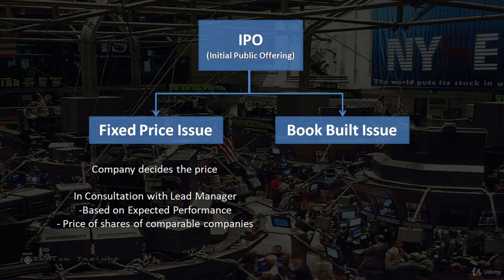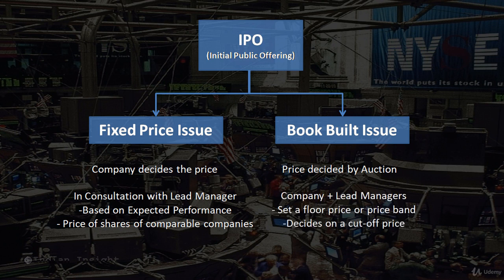The other way the pricing of an IPO is decided is through the book-built issue or the Dutch auction. In case of the Dutch auction, the price of the issue is decided by an auction. The company, in consultation with the lead manager, specifies a floor price, which is the minimum bid price they are willing to accept for their security.